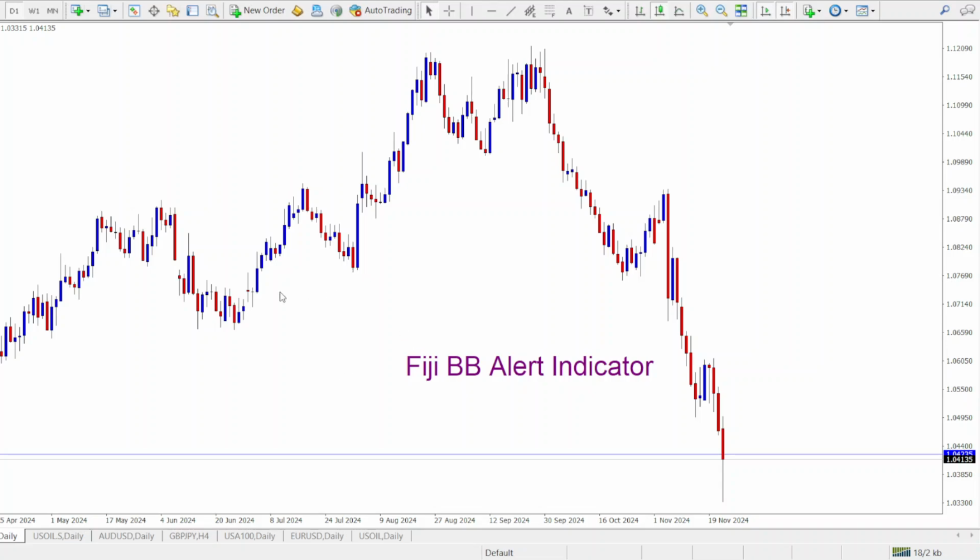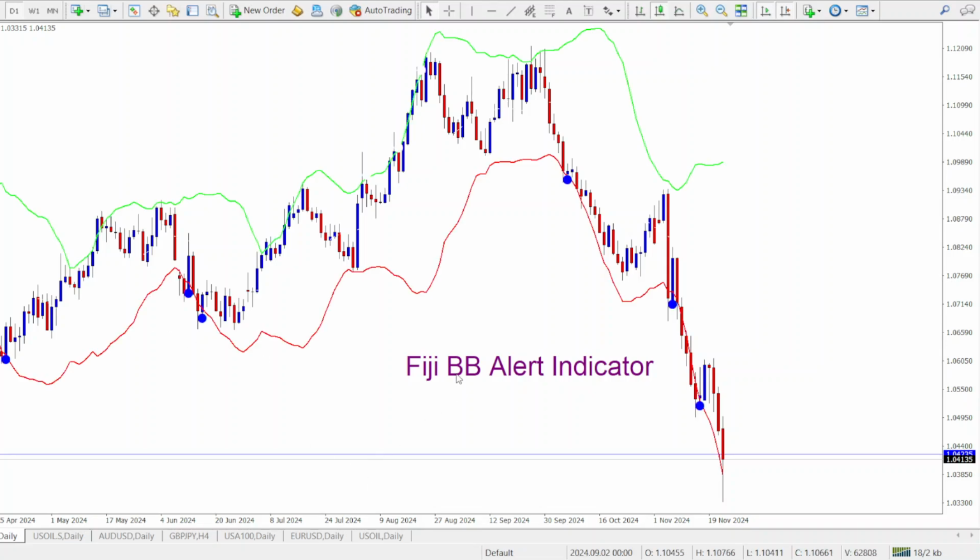I have already downloaded it because it's a custom indicator, so you will need to download it first. After that, you will need to add the indicator's file to your indicator library for the MetaTrader platform, and after that you will then be able to add the indicator to your chart after you have relaunched your MetaTrader terminal. So this is how the indicator looks.